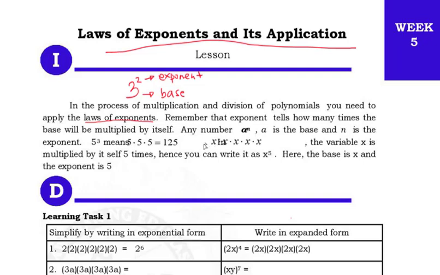Okay? So, any number, a raised to n, ito na nga yung sabi natin kanina, sa a raised to n, a is the base and n is the exponent. So, we have here example, 5 cubed or 5 raised to 3 means 5 times 5 times 5. So, yung 5 raised to 3 is equivalent to 5 times 5 times 5.